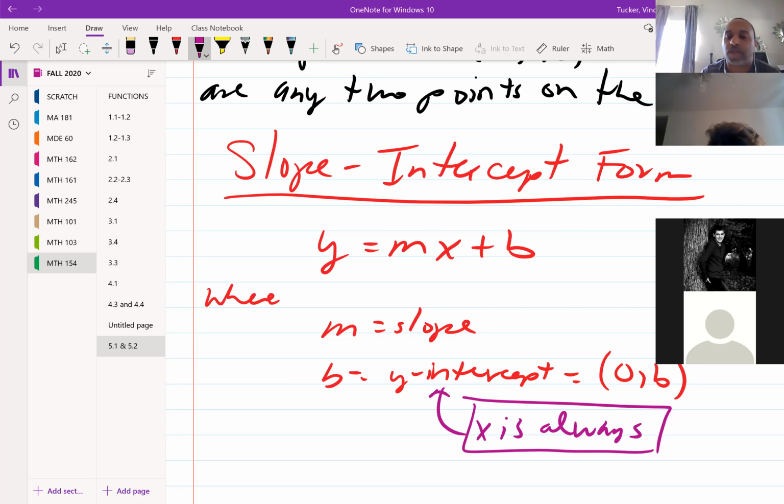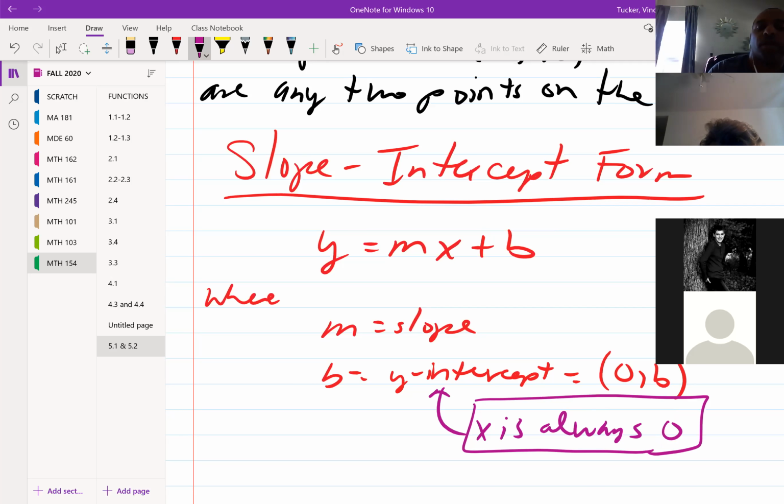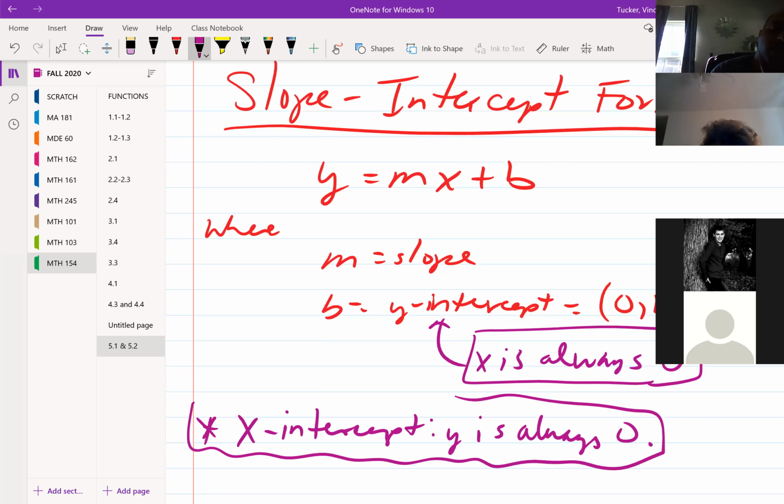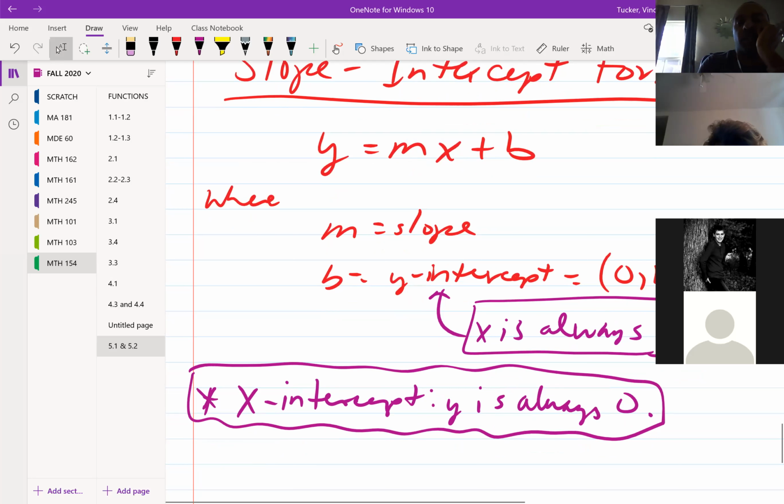All right, and I'll just put 0 right there. X is always 0. And then, just for a side note for your x-intercept, y is always 0. So for your y-intercept, x is always 0. For your x-intercept, y is always 0. And we talked about that a little bit last section, when I said that you have points, intercepts, that will be on your x-axis or on your y-axis. So that's what we're talking about there.